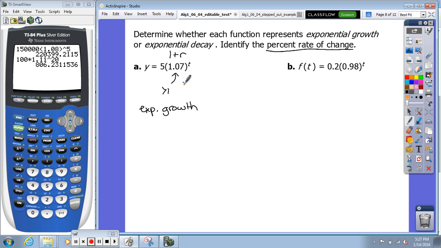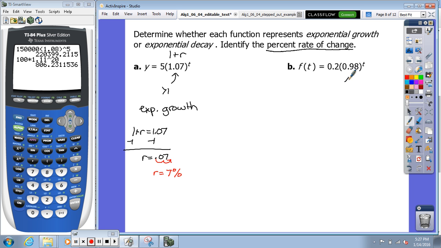So, how we get 1.07, think about this: growth is 1 plus r, so we put 1 plus r equals 1.07. Subtract the 1 from both sides, and you get that r is 0.07. It wants it as a percent, so you need to move your decimal place to the right 2 places, and so it's exponential growth, and it has a 7% rate of change. That means it grows 7% over time, which is usually in years.